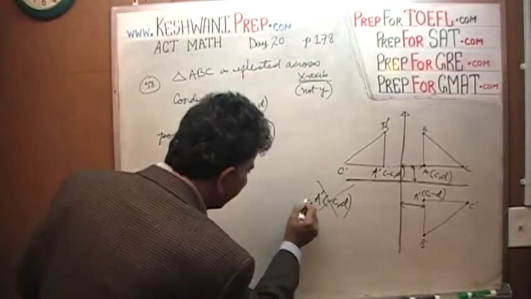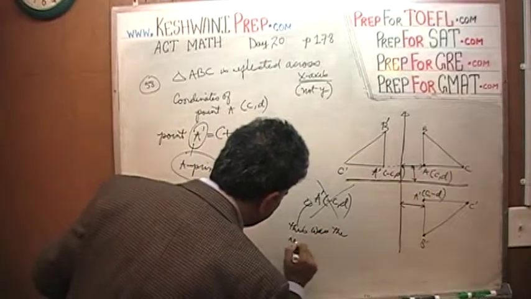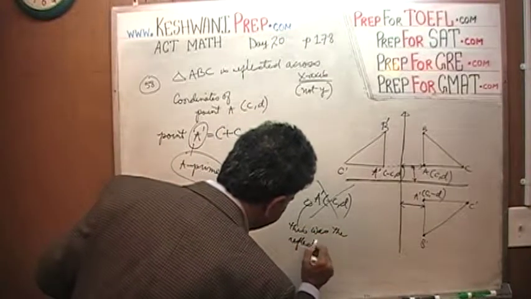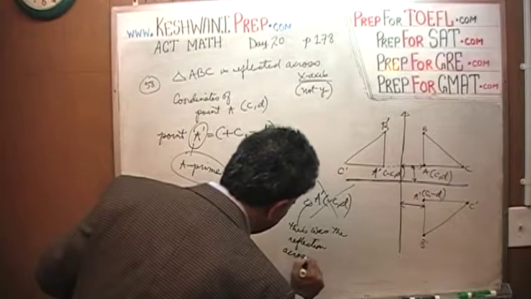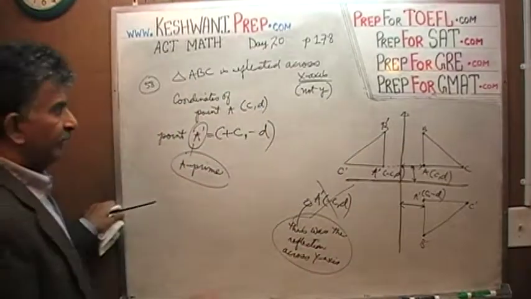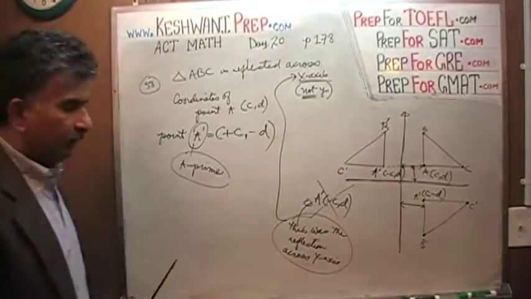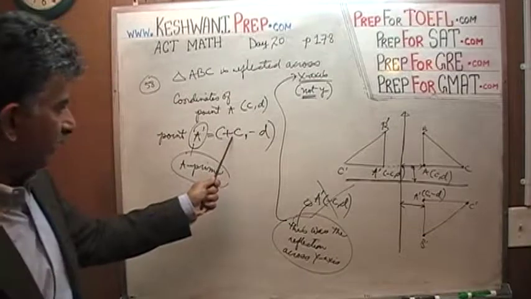This was the reflection across the y-axis. That's not what the problem was asking. The problem was asking for the x-axis, not the y-axis. So this is the wrong answer. The correct answer is positive C and a negative D.